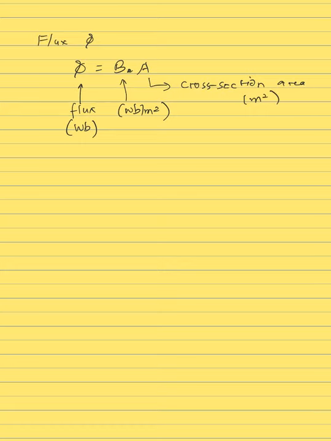So now all three of them are related. How? We have B equals mu H, and H equals, in the case of a coil, Ni over 2 pi r, and flux equals B times A. And of course mu equals mu 0 times mu r. The mu r value will be given to us, and the mu 0 value is known to us as 4 pi times 10 to the power negative 7.